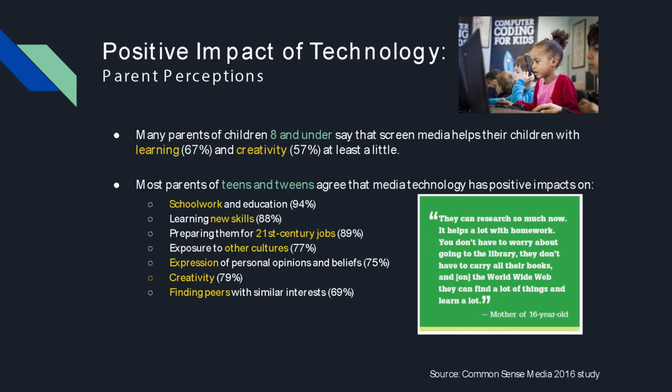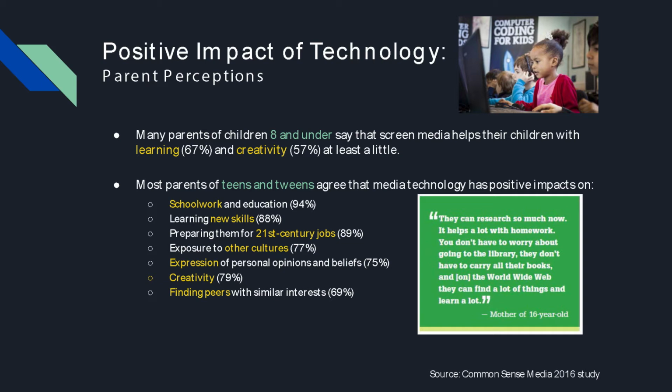Learning new skills like coding or even just things you can learn on a computer, preparing them for 21st century jobs, exposure to other cultures, expression of personal opinions and beliefs could be a positive of things like social media and being able to express yourself, creativity, and finding peers with similar interests. So even if kids aren't fitting in super well with kids in their school, because they're maybe a little different, they are able to find other peers who share similar interests that might be a little different than the ones who they're with every day. So they just have access to a lot more of that.